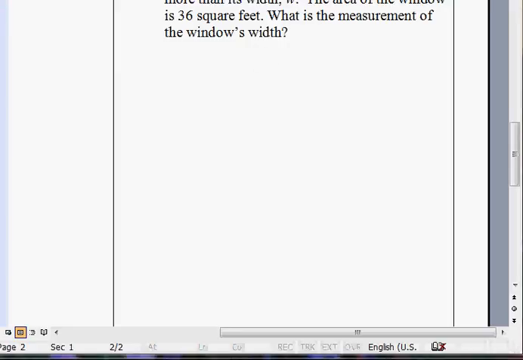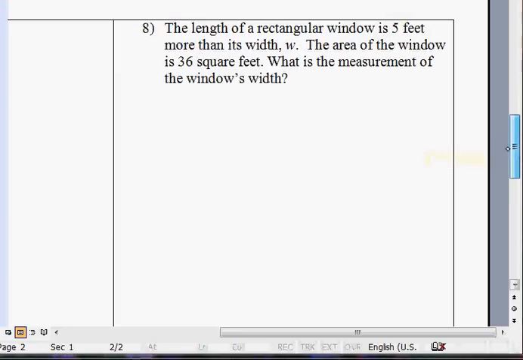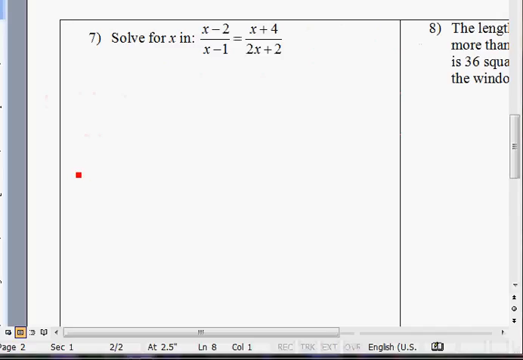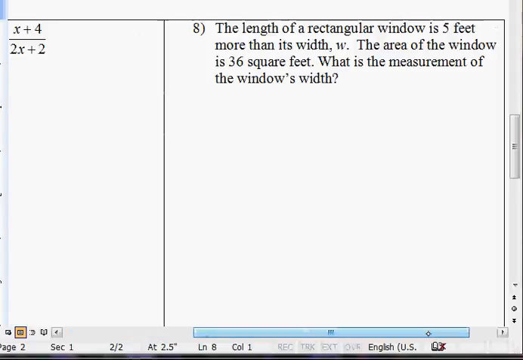Okay, question number 8. The length of the rectangular window is 5 feet more than its width, W. The area of the window is 36 square feet. What is the measurement of the window's width? Best thing to do is just draw it out. We have a rectangular window. We don't know the width, but we do know it's W.